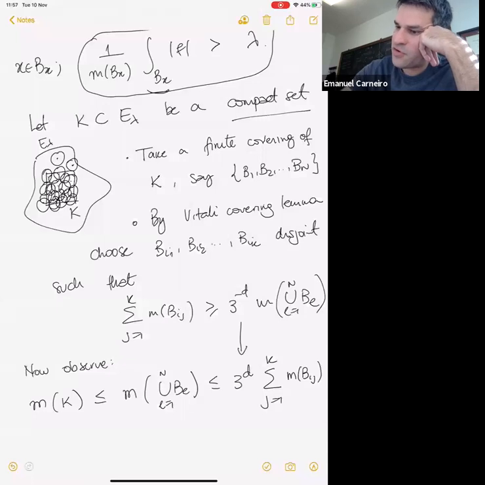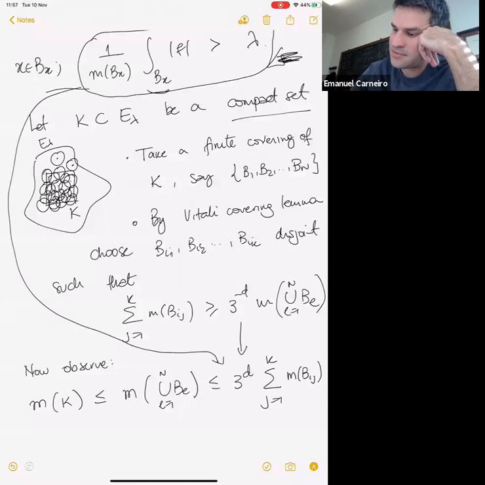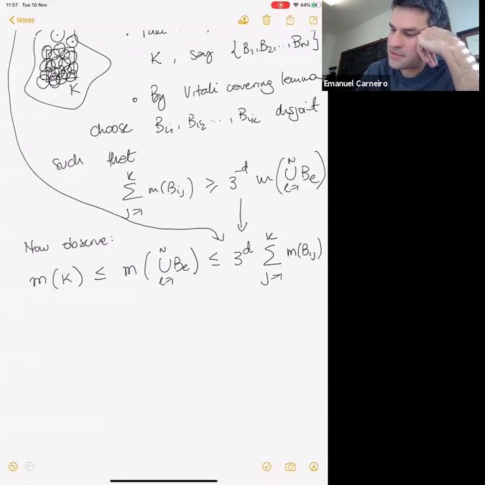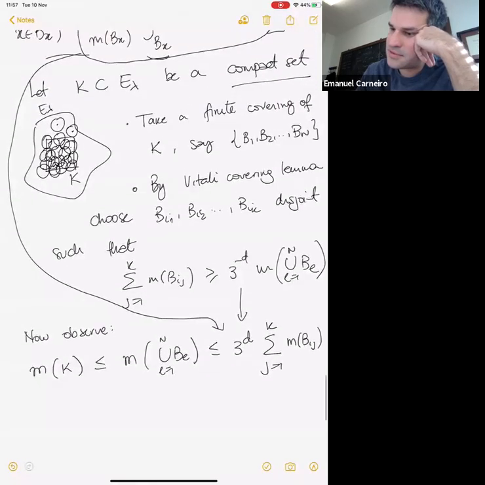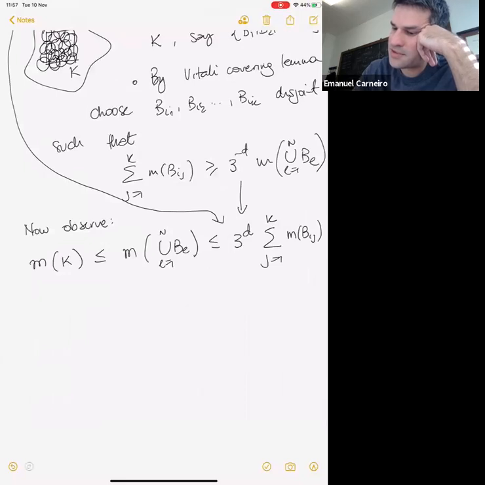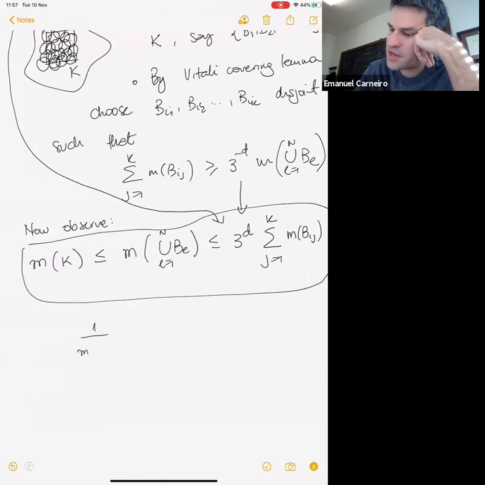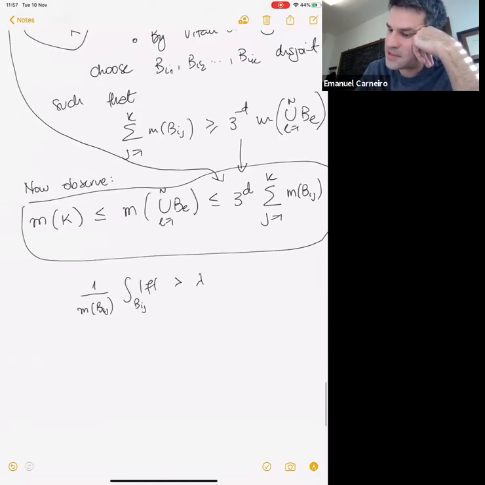Okay. Now I have to go back to my definition of the set right here on top. I don't know if you can see me writing. You have to use this right here. So in each ball, remember that 1 over the measure of this ball, the integral of f over this ball, Bij, was bigger than lambda.